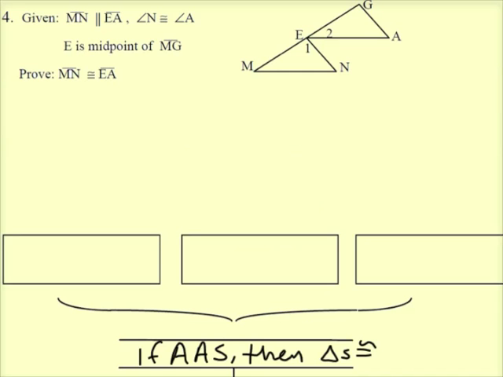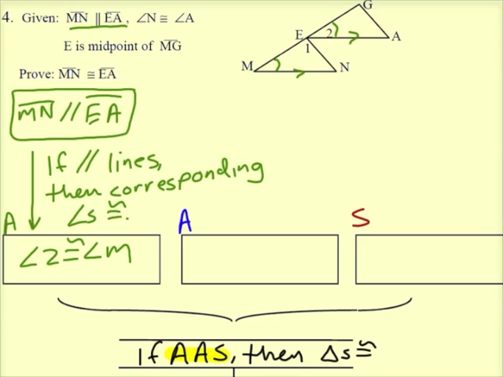All right, now since we're using the angle, angle, side theorem, we need to talk about which pair of angles, which pair of other angles, and then which pair of sides are congruent. Well, we can just start in order of the given information. We know that MN is parallel to EA, and we saw that that gave us these corresponding angles are congruent. So angle 2 and angle M are congruent. Parallel lines make corresponding angles congruent.